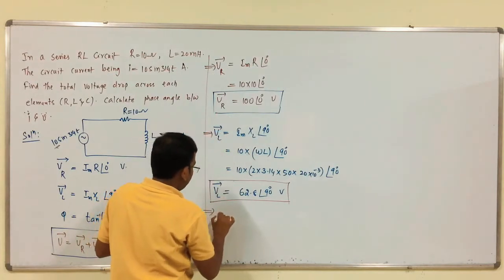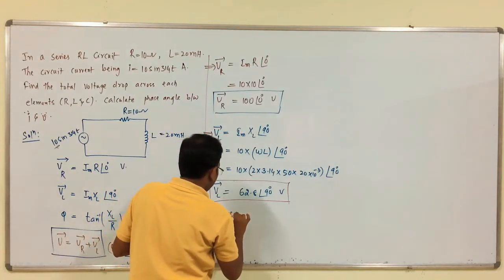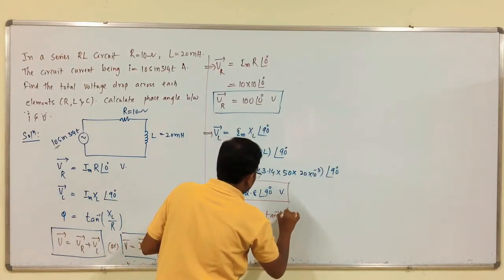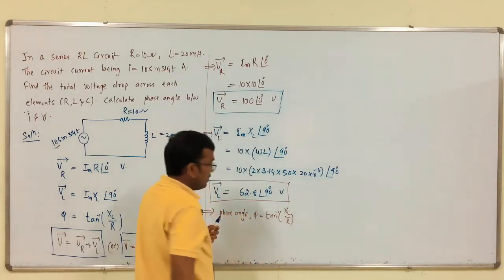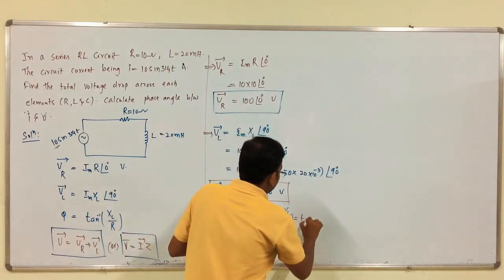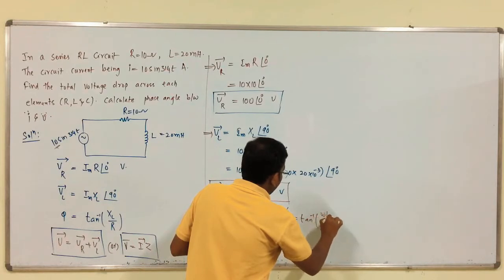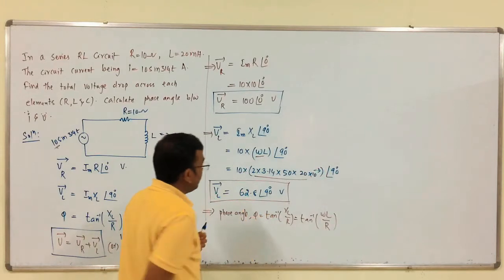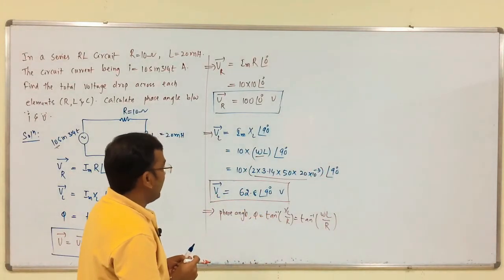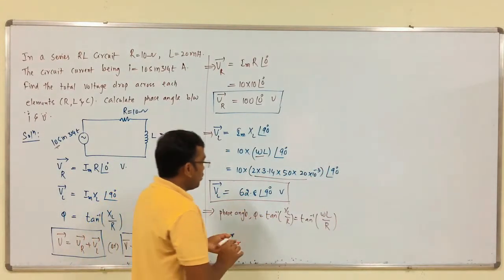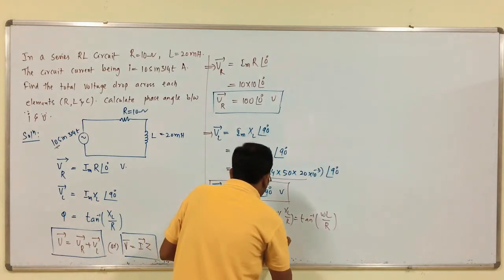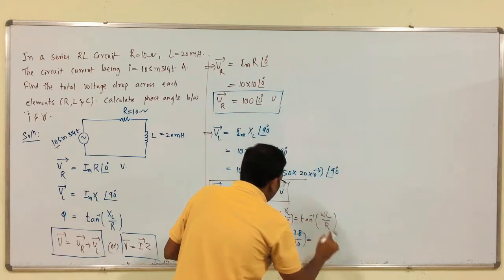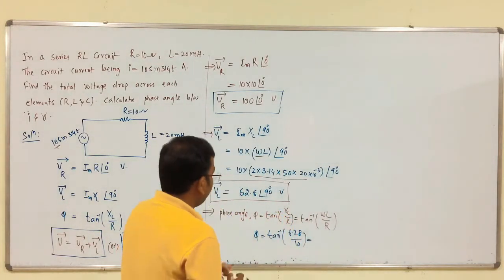Now we have to calculate the phase angle. Phase angle phi is equal to tan inverse XL by R, which is tan inverse omega L by R. Omega L is this value, 6.28, so 6.28 by 10, which is equal to 32.13.